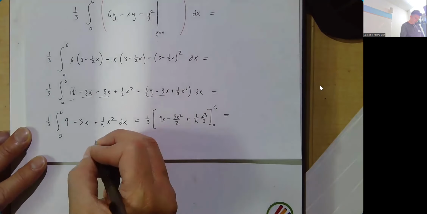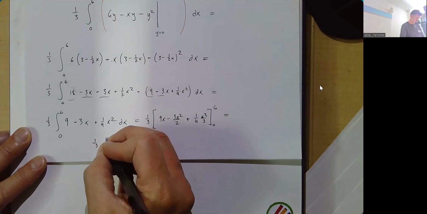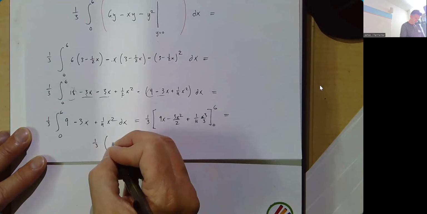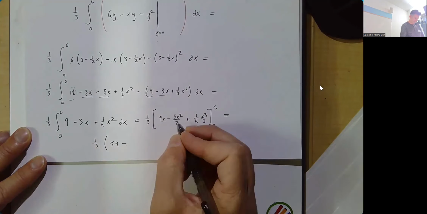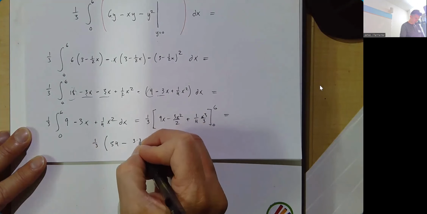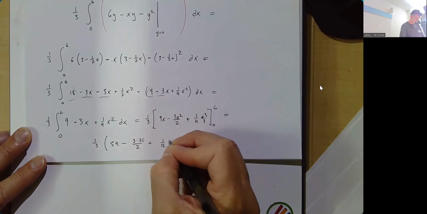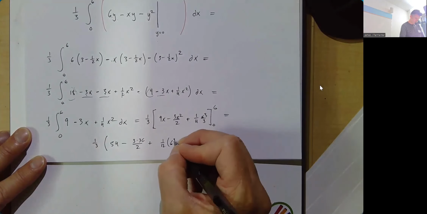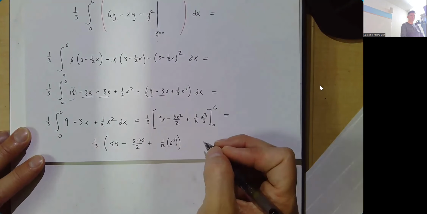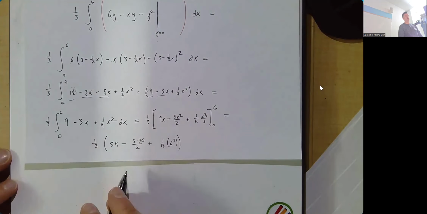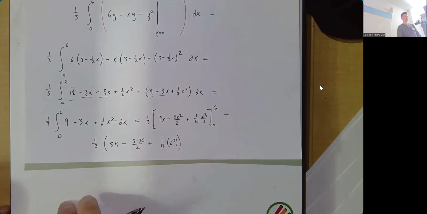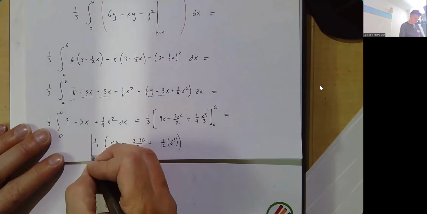We plug in and we get 1/3 times 9 times 6 is 54, minus 3 times 36 over 2, plus 1/12 times 6 cubed, minus 0 plus 0 plus 0. Could you simplify that? Sure. Do we want to? No, we don't want to. We would leave it like this.